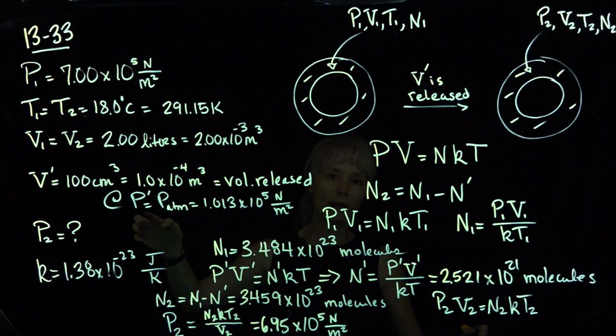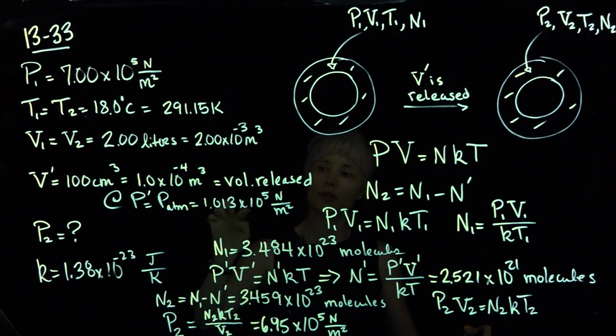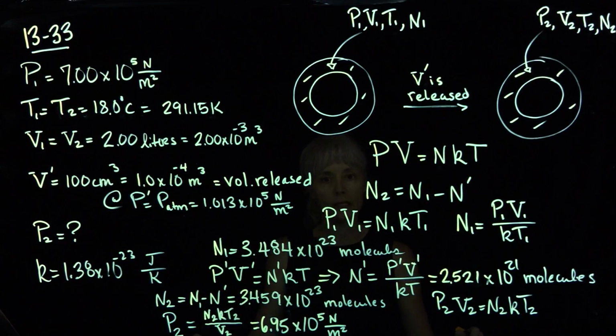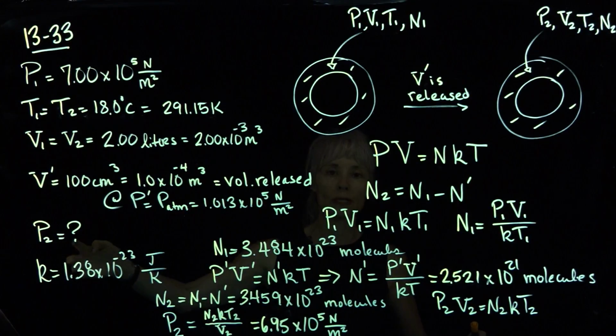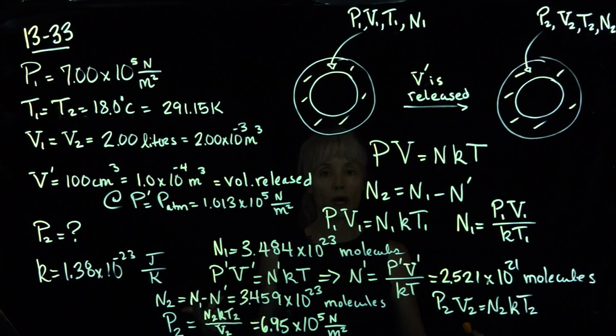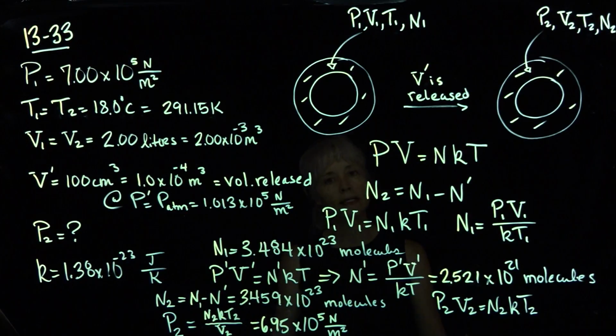And then P prime is the pressure that that volume is released at. That's atmospheric pressure, and I've given that as 1.013 times 10 to the fifth newtons per meter squared. I've also identified what it is we seek, which is the new pressure P2. And I've also written down Boltzmann's constant here because it also appears in the ideal gas law.